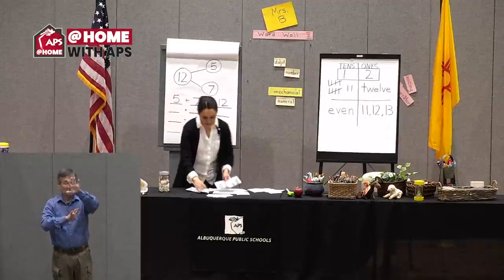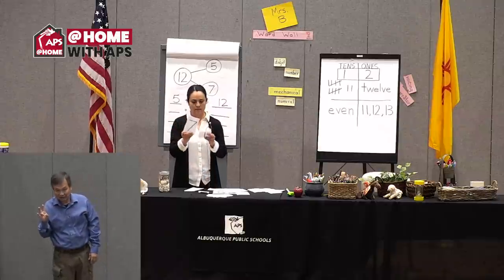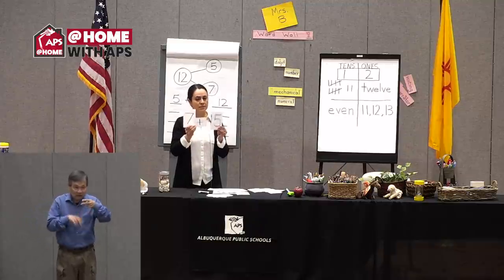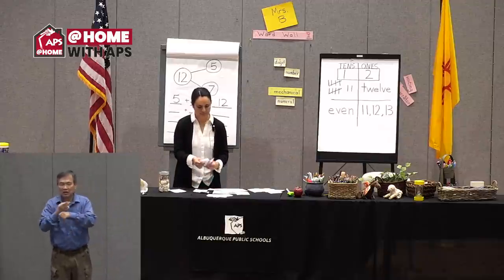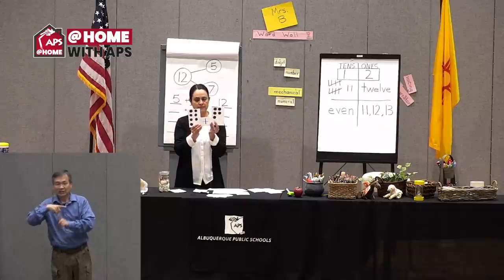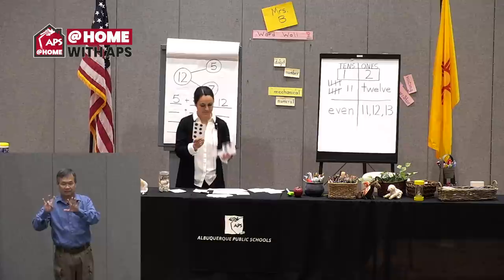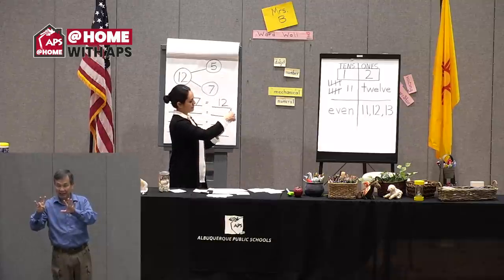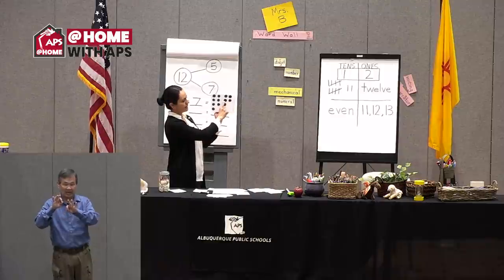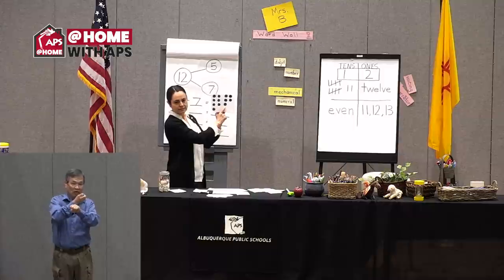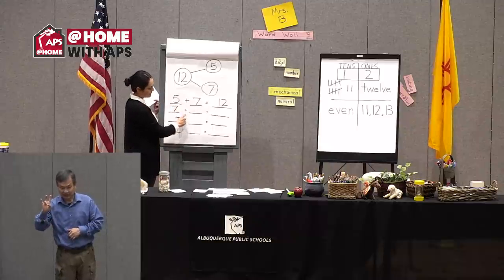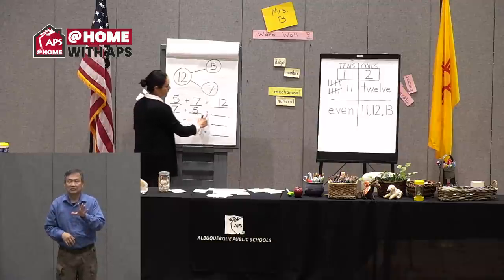What if I change that? What if I want to start this time with 7 plus 5? What would we get? I'm going to switch out my numbers for my dots. 7 plus 5. So I'm going to count my dots and add on. So 7, 8, 9, 10, 11, 12. Let me write that on the board. 7 dots plus 5 dots equals 12.